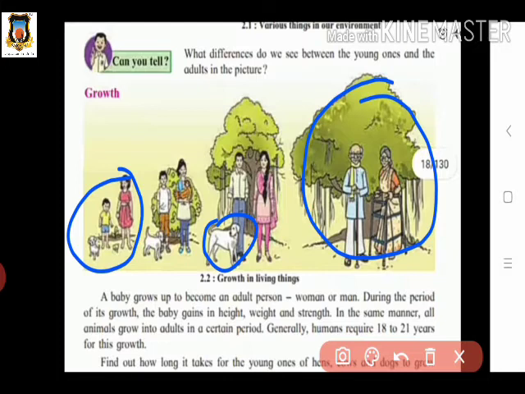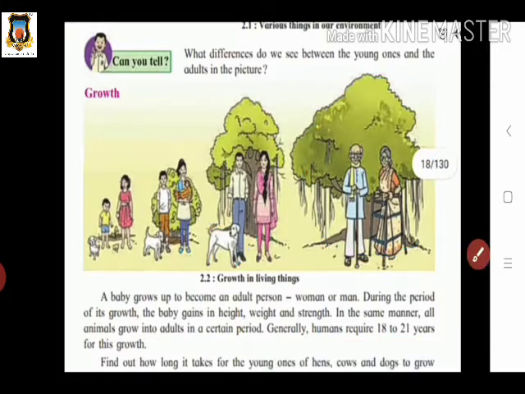Here we see that a baby grows up to become an adult person. The small boy and girl are short in height, and their body weight is also low compared to the adults. The old man and old woman, like a grandfather and grandmother, have increased height compared to the young ones, and their body weight is also higher than the small children's.